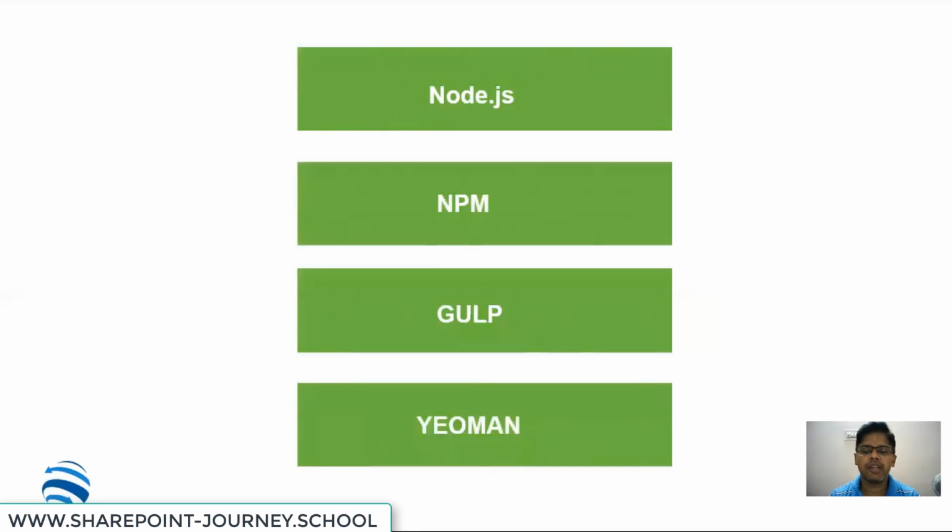Then Yeoman. You can compare Yeoman with Visual Studio. When you go and do File, New Project and create a project, by default it generates a set of files, right? So you don't have to create everything from scratch. This is what it does in the case of SharePoint Framework development, where it gives us the scaffolding, a default structure. On top of it, we make changes and build solutions. So it basically speeds up development, the way we use Visual Studio.